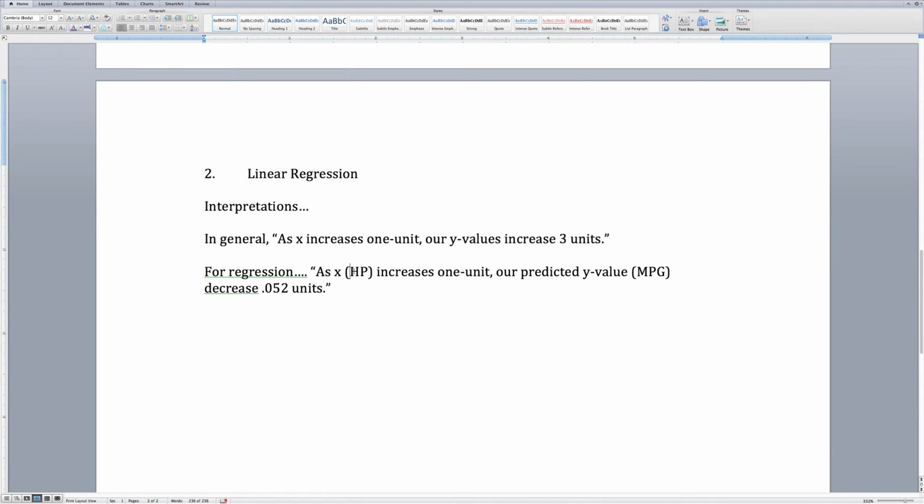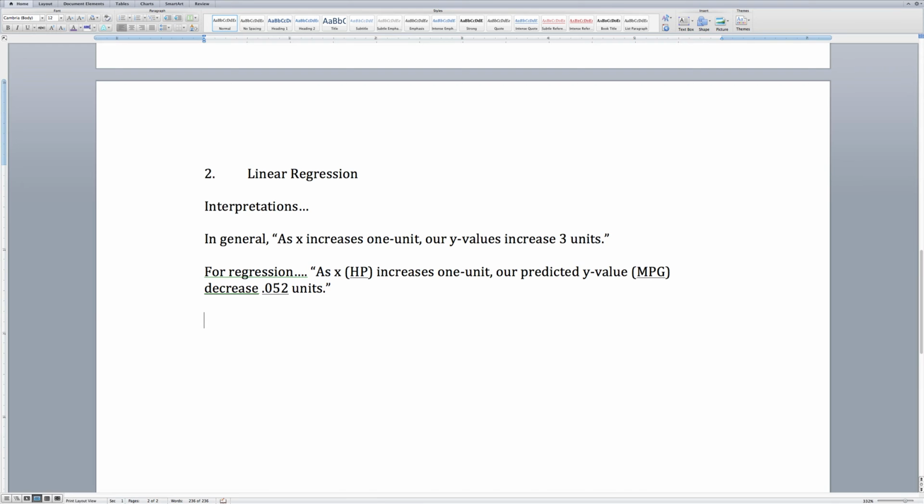Now, what will change in future problems? I need to underline that because we'll have a different x. The increases 1 unit is always going to be the same because it's just the definition in general of our slope. Our predicted y value is the same because we're going to be doing a linear regression model. But that will change from problem to problem. The decrease will change from problem to problem because we could have a positive slope. And obviously the slope itself will change from problem to problem because we have different numbers.